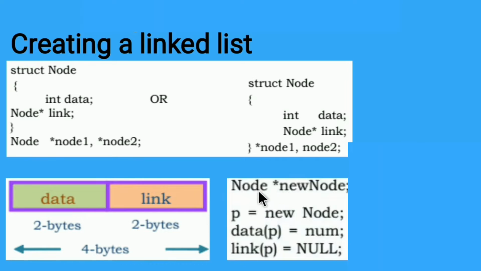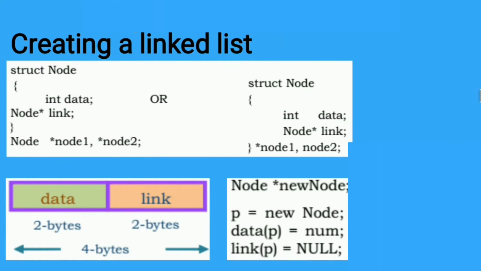Next you can see here how to create each node. Node asterisk p means this is a pointer variable of node type, and then we write p is equal to new node. Here new is the keyword which is used to allocate memory dynamically at the time of execution. Next, data of p is equal to num. Num is the actual value that is to be stored in the data part of the node. Next, link of p is equal to null. This is how we create a particular node.